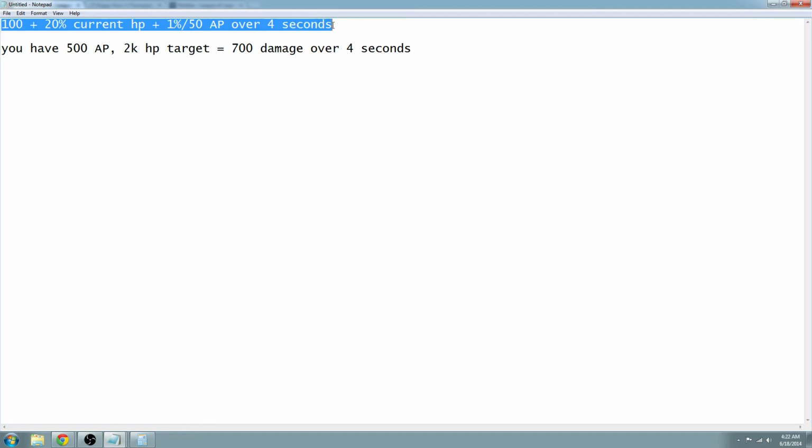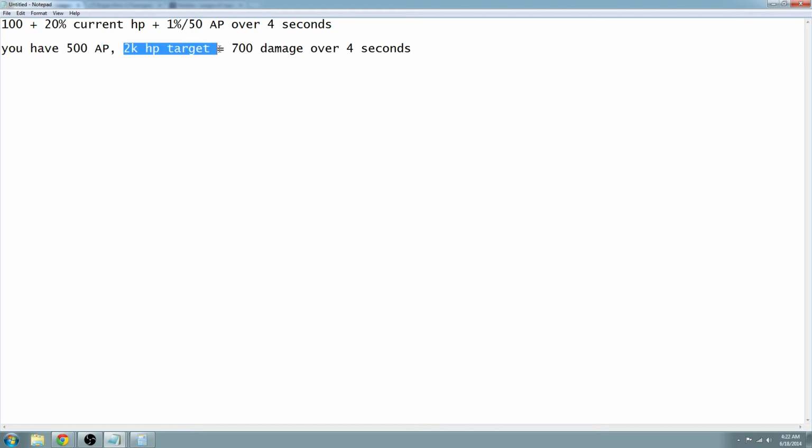This is the base stats, right? This is how you calculate your damage on the Nidalee Trap. And let's say you have 500 AP and a 2000 health target. You're going to say you deal 700 damage over 4 seconds.